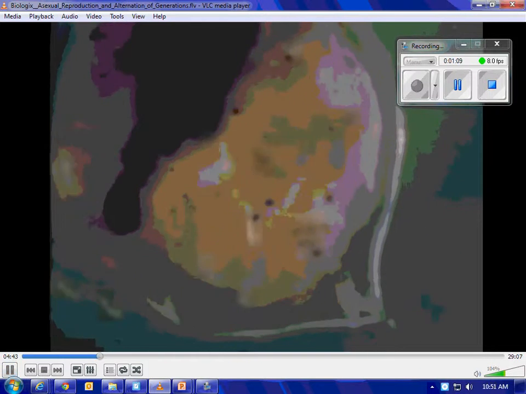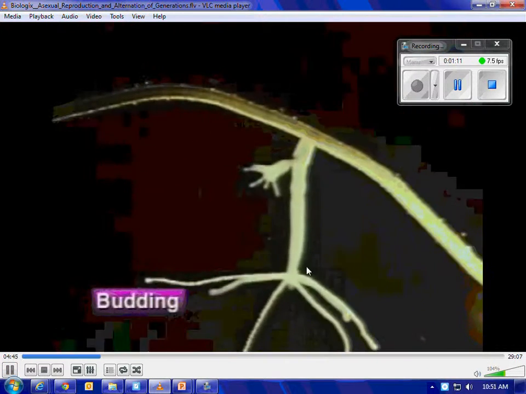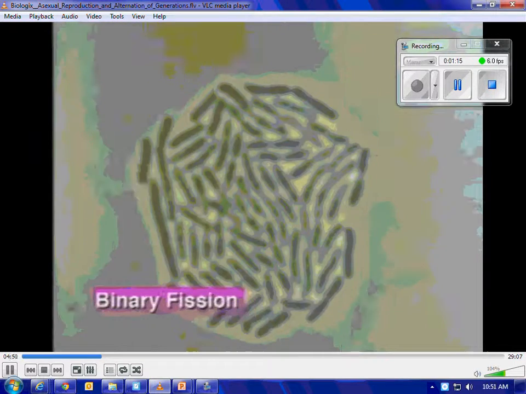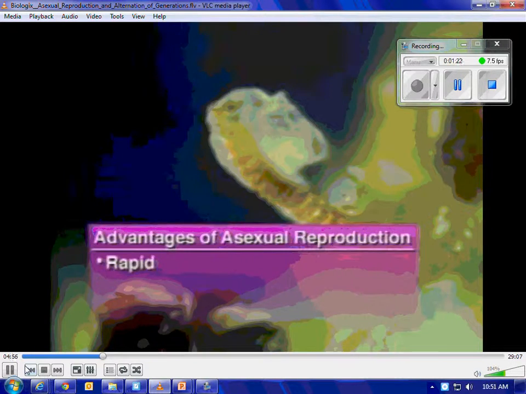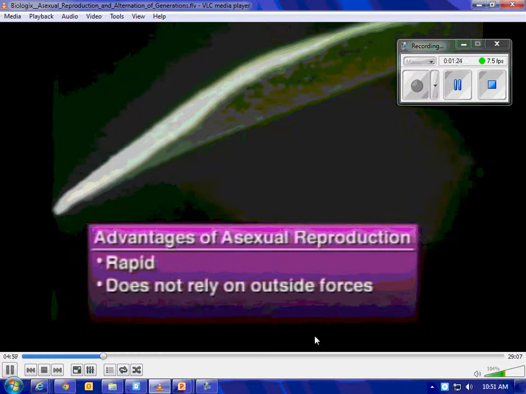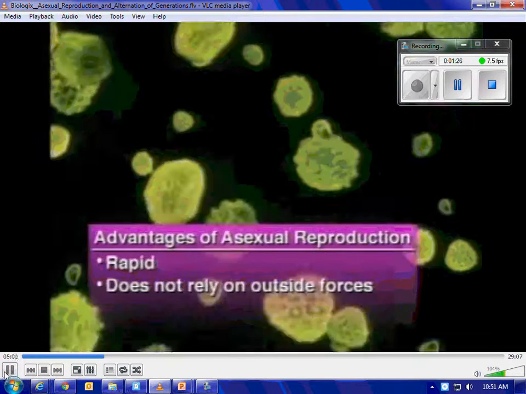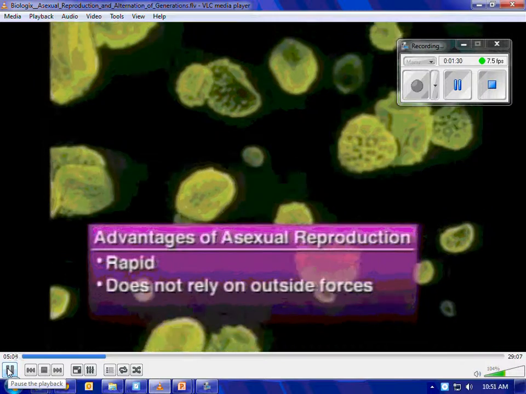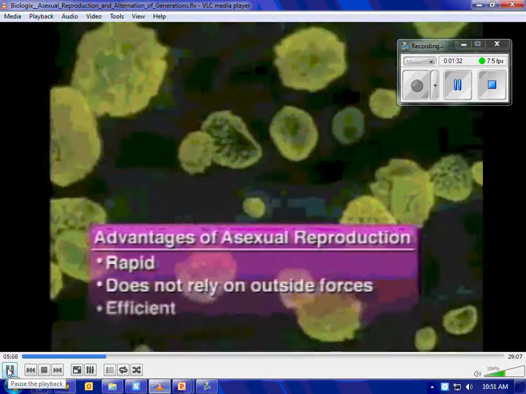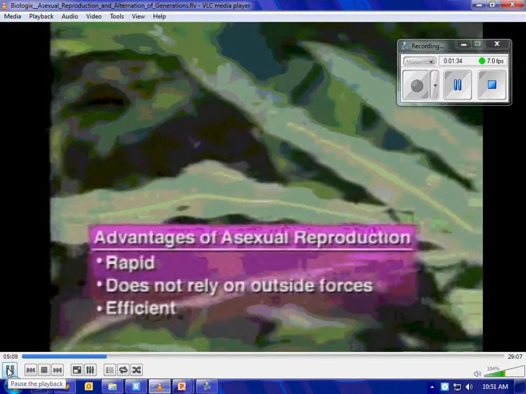Organisms can reproduce asexually by budding, fragmentation, binary fission, and spore production. Advantages of asexual reproduction are: it is rapid, it is practical for immobile organisms because it does not rely on outside forces such as wind or pollinating insects to permit pollination and reproduction, and it is one of the most efficient ways of perpetuating.